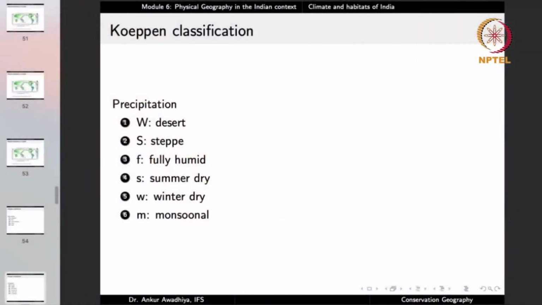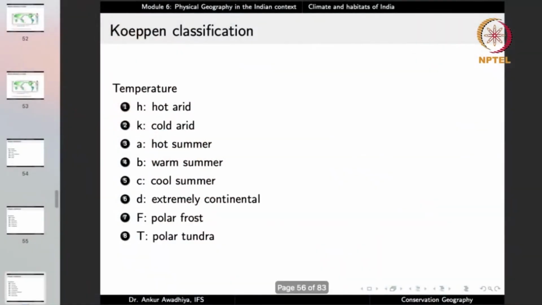Next, Köppen also divides the areas on the basis of the temperatures. So in this case, we have these 8 different temperature classifications. H and K are used in arid conditions. So basically, we are talking about desert conditions. H refers to hot arid, which is a hot desert, and K refers to cold arid, which is a cold desert.